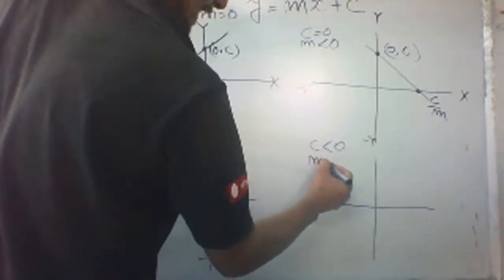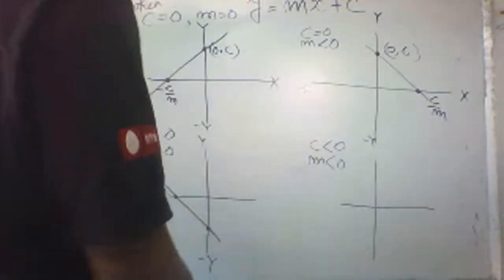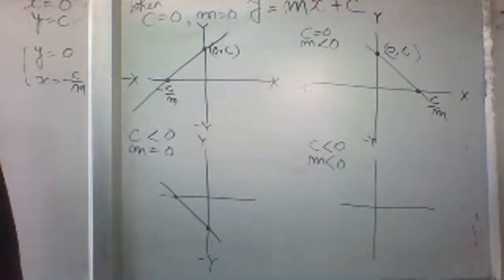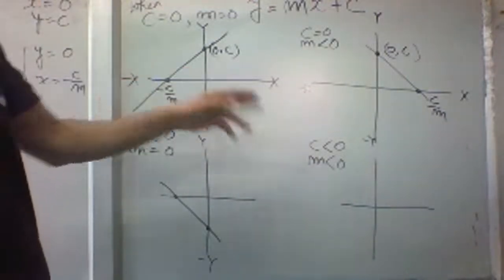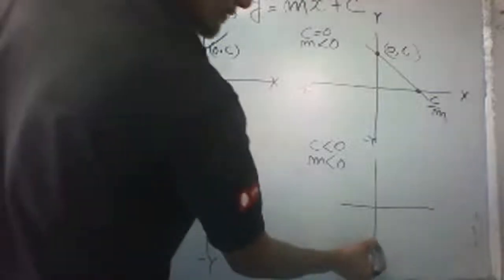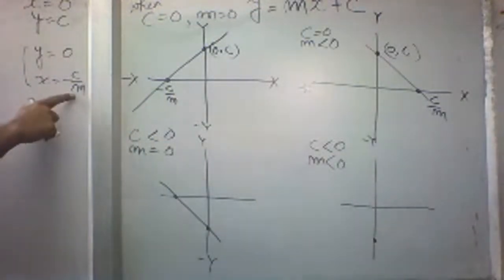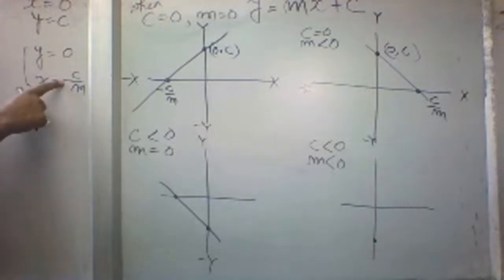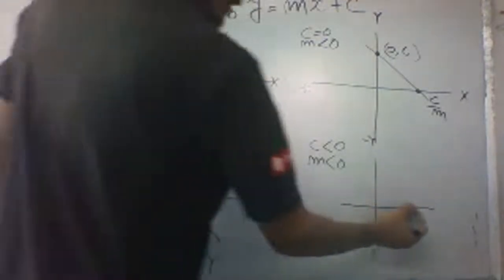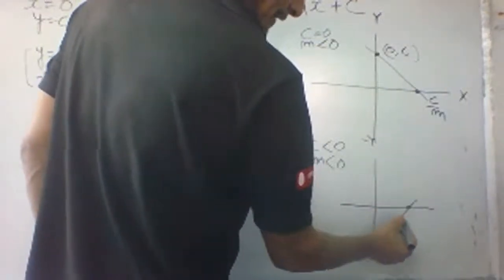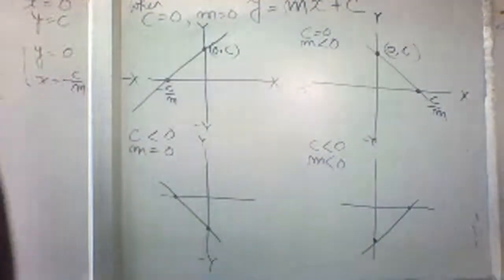Okay, now if both these values are less than 0, it means if c is less than 0 and m is less than 0, then what will happen? c is less than 0 means minus, m is less than 0 means minus, and minus minus will be plus, so the answer will fall on the positive x-axis and the graph will be like this.